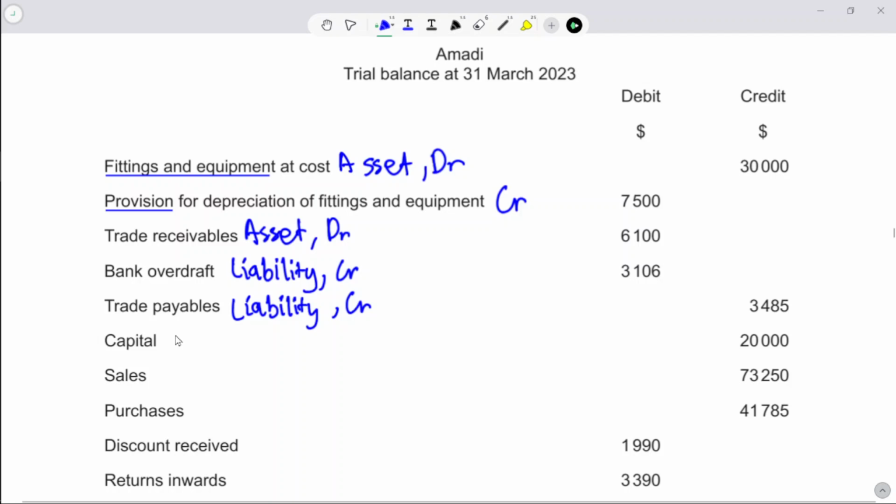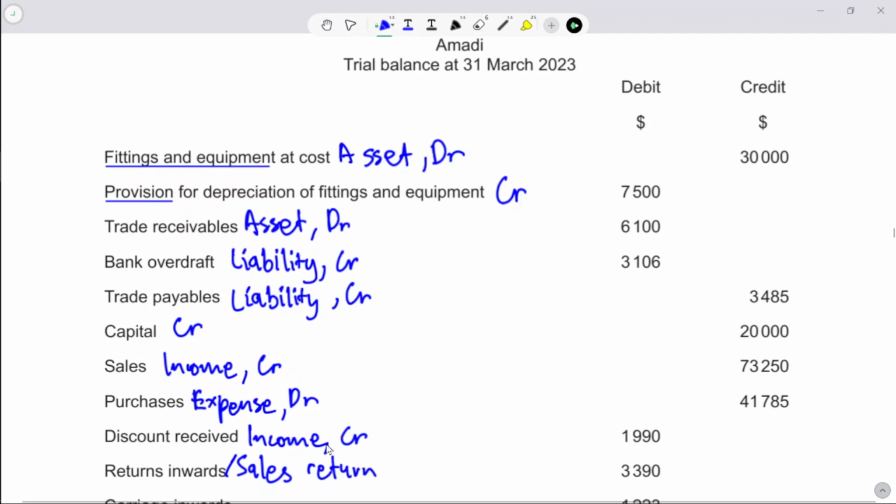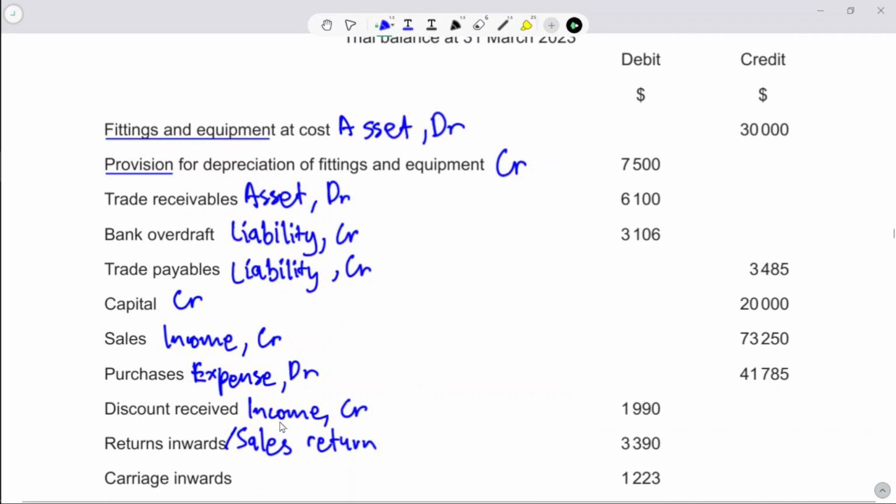Trade payable is also a liability, so we credit. Capital we credit. Sales is an income, so we credit. Purchases is an expense, so we debit. Discount received is an income, so we credit. Return inward is actually sales return, so for sales return we debit.